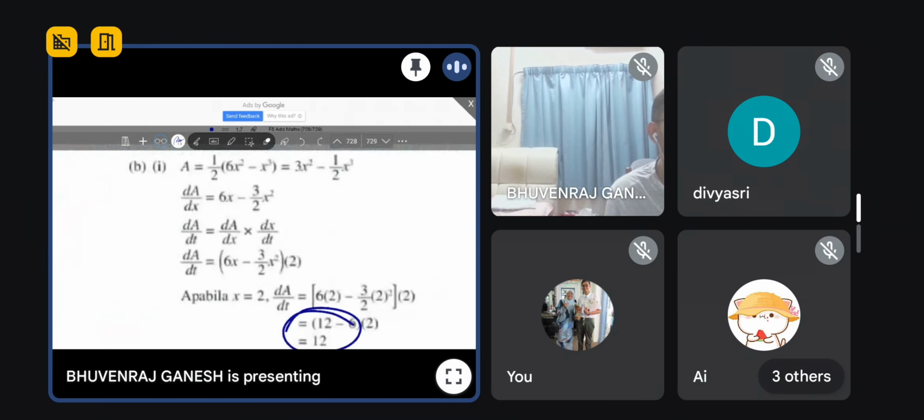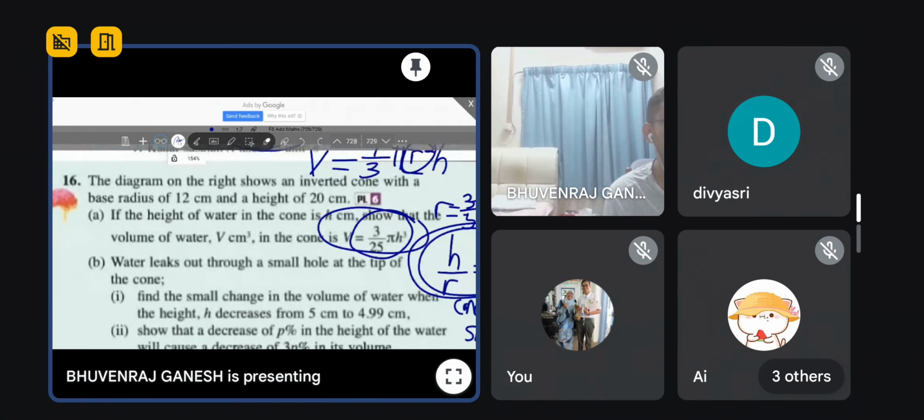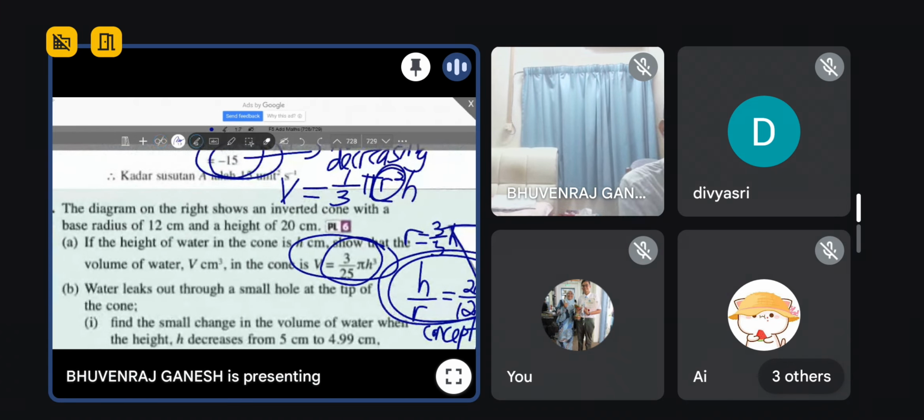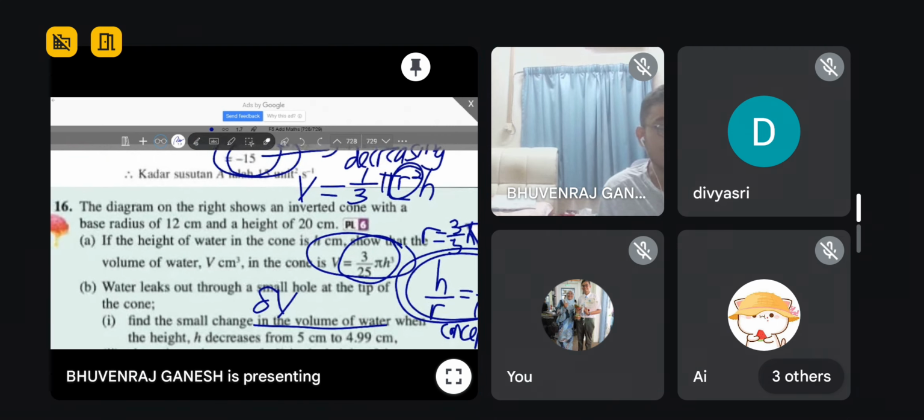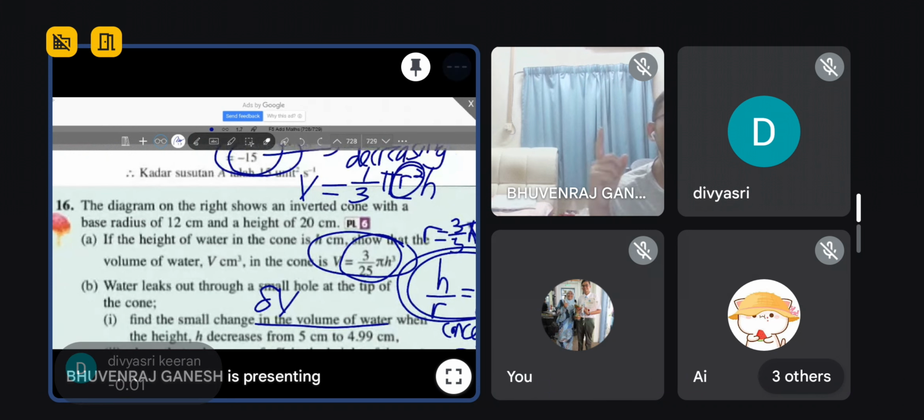Okay, so part B, they say water leaks out. So they want you to find small change in volume, which is your delta V. Okay, so delta H, guys, can you all tell me the value based on the statement? What will be your delta H? Come on, delta H, 5 cm to 4.99. Okay, very good. Make sure you put the negative, because decrease must use negative.